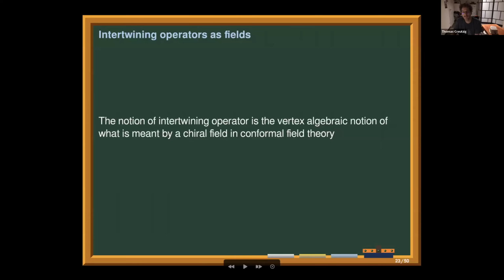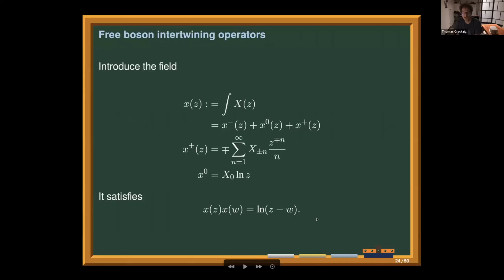And now we see it explicitly for the free boson again. So how do we do this? Now we have our free boson field capital X, and we want to take an antiderivative of it. I denote it here by lowercase x, and I immediately split it into three parts: a negative part, a positive part, and a zero mode part.